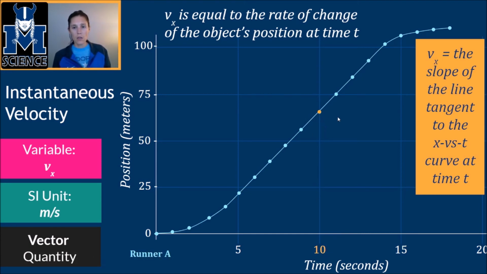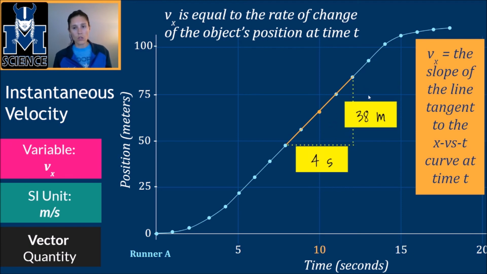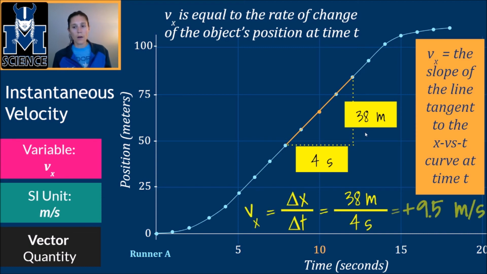If we look at 10 seconds here and we want to know the instantaneous velocity at 10 seconds, we actually would do it just like we were looking at average velocity, because here we have a straight line. We can pick a point 2 seconds previous and 2 seconds in the future, and look at the slope of that line. There's a rise of 38 meters over 4 seconds. So the velocity at the time point 10 seconds is that the runner is going at positive 9.5 meters per second.